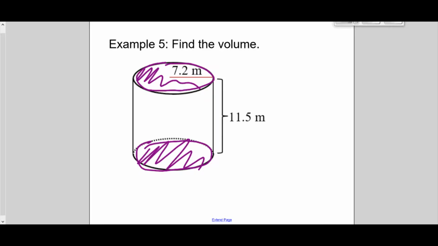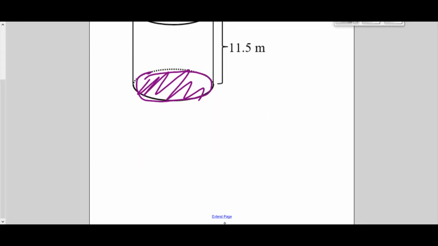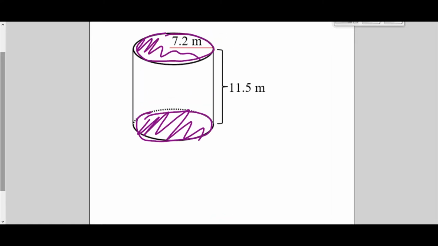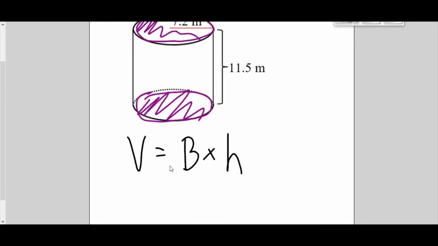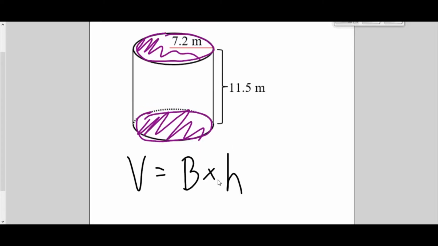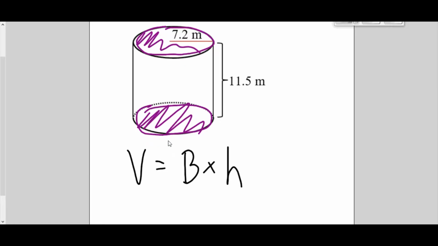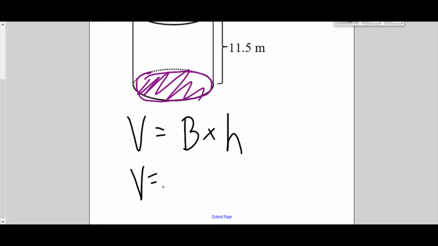So they want you to find the volume. The volume formula, remember, is volume equals big B times H, where the big B represented the area of the bases. If you look at your notes from the vocabulary, the volume formula for this one is going to be volume equals pi r squared, so that's the area of a circle, times the height, the distance between your two circles.